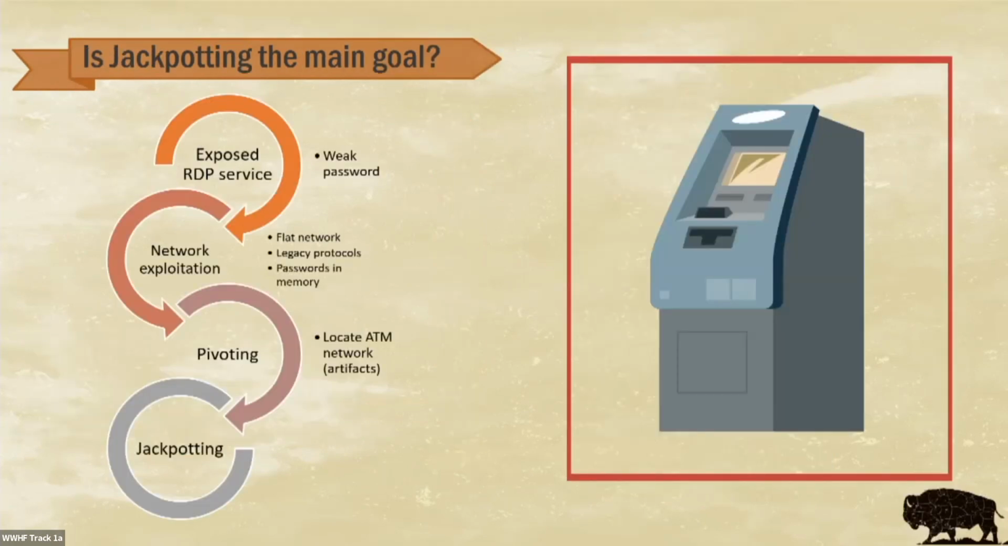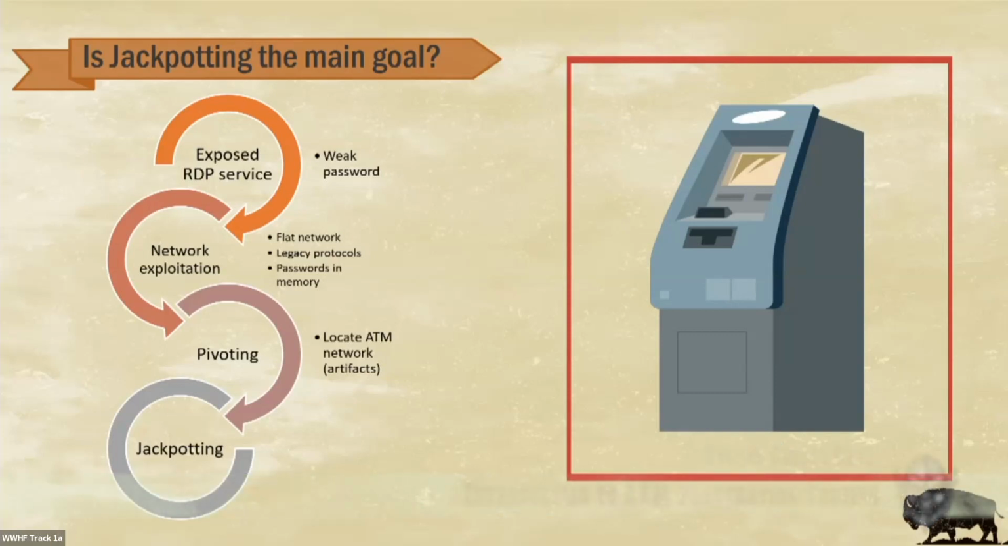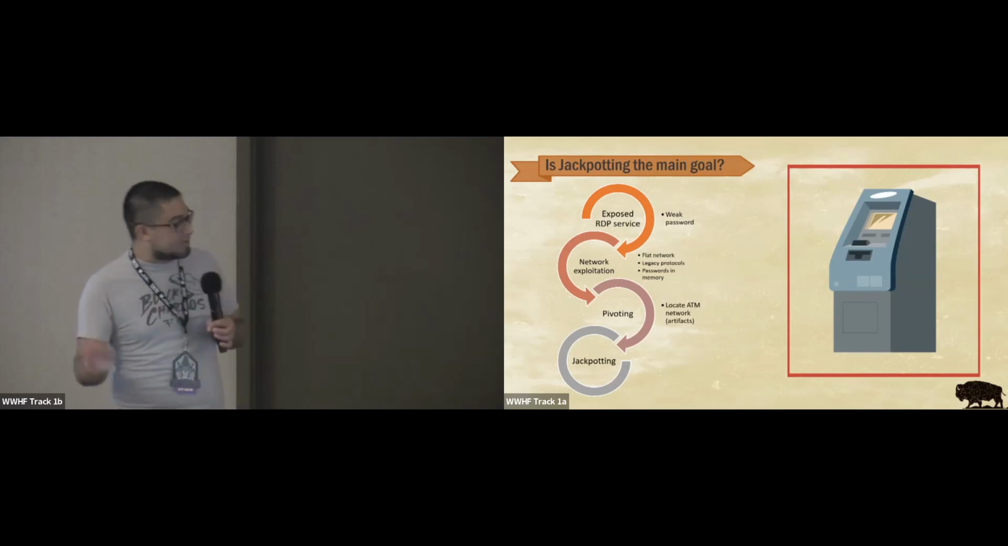So at the end, is jackpotting the main goal? For example, one time I was doing an external pen test, and what I found is that they had an exposed RDP service with a weak password. So I was able to get into that Windows Server system, and from there I started to do a normal pen test. The network exploitation, that was a flat network with legacy protocols. I know you will know where I'm going.